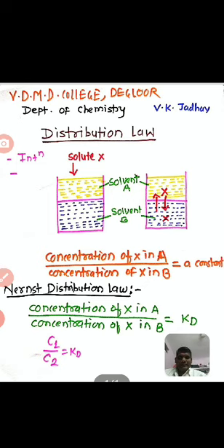In 1891, Nernst gave an idea about the distribution of a solute between two non-miscible solvents. This is called Nernst distribution law, or distribution law, or simply partition law.